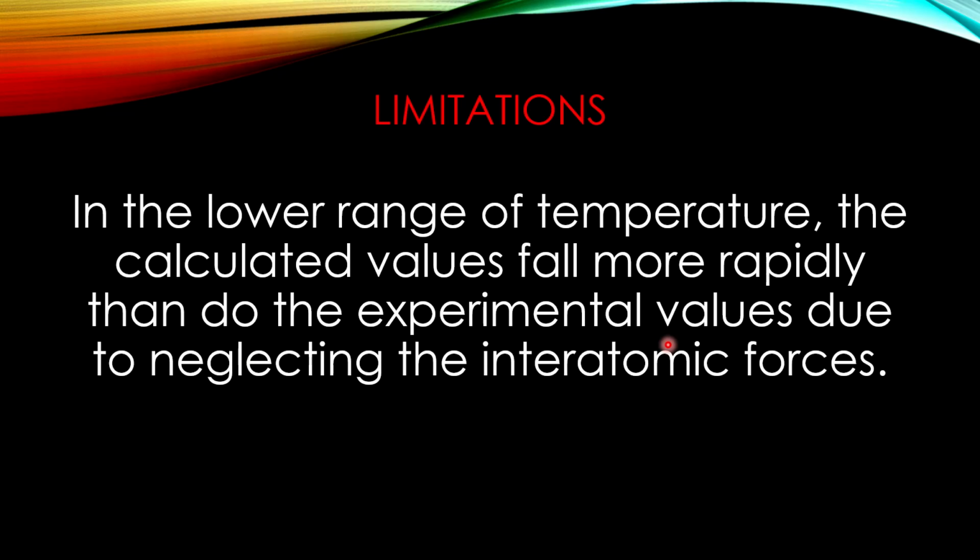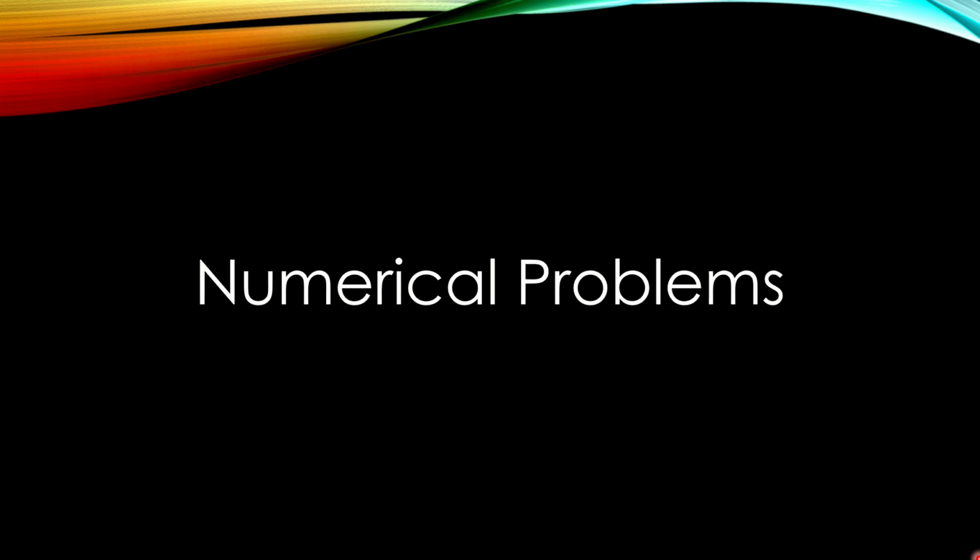And the failure of this Einstein's theory is that in the lower range of temperature, the calculated values fall more rapidly than the experimental values due to neglecting the interatomic interactions. So that was the main drawback, where we have neglected the interatomic interactions. Not only that, the common mean frequency nu also needs to be rectified a little bit, which you will find in case of determining the Debye T cubed law. Okay, now let us do some numerical problems.